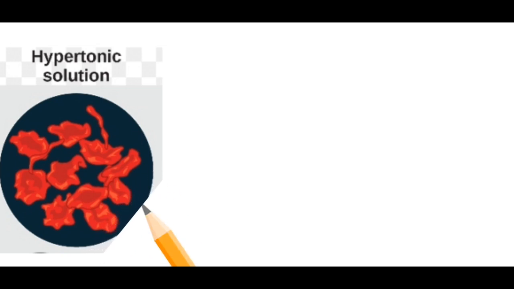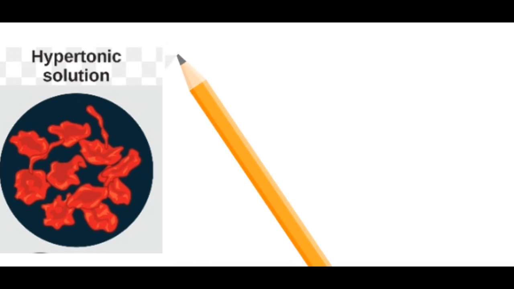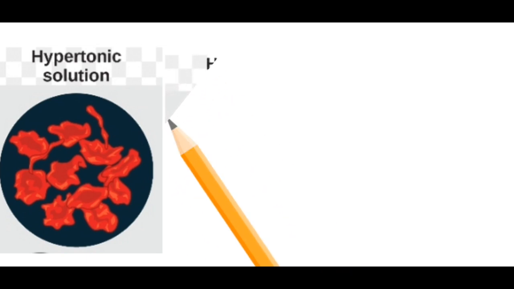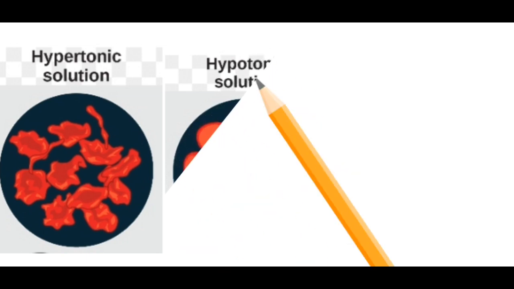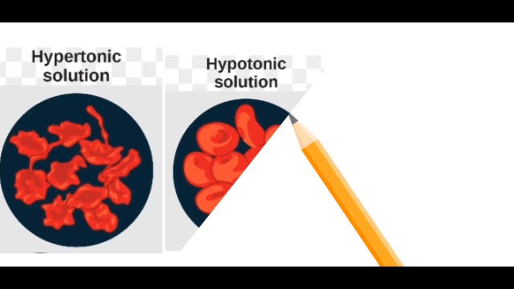When a cell is placed in a hypertonic solution, it tends to lose water to the surroundings and appears shrunken. Hypotonic solution. This is a solution whose concentration is lower than that of the living cell content. Example: distilled water. When a cell is placed in a hypotonic solution, it tends to absorb more water from the solution and become fully stretched or fully expanded.